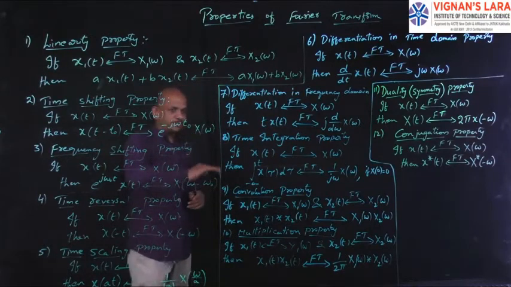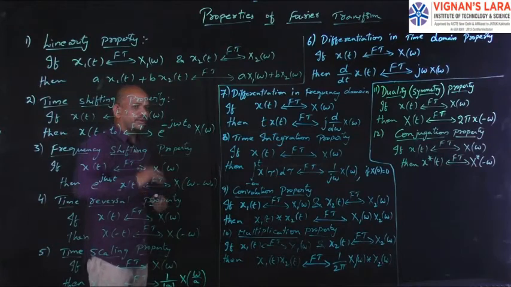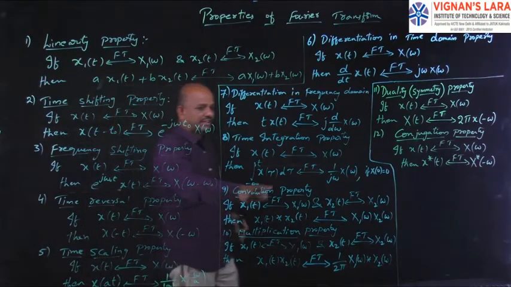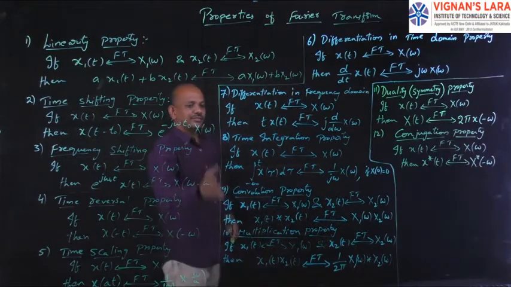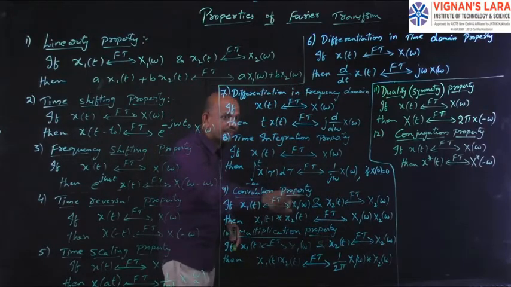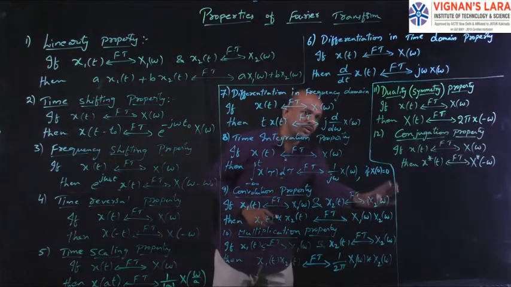First, clearly know the convolution property. In the convolution property, if x1 of t has a Fourier transform x1 of omega and x2 of t has a Fourier transform x2 of omega, then x1 of t convolution x2 of t will have a Fourier transform x1 of omega into x2 of omega.